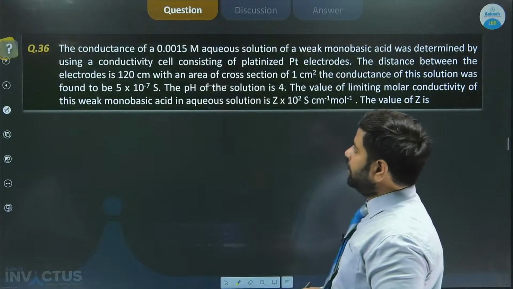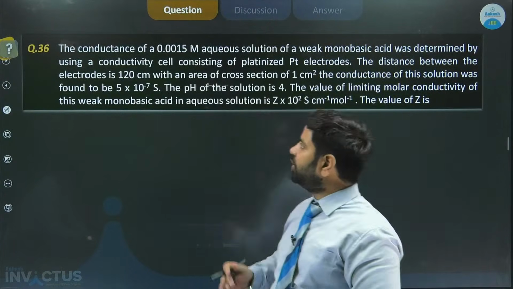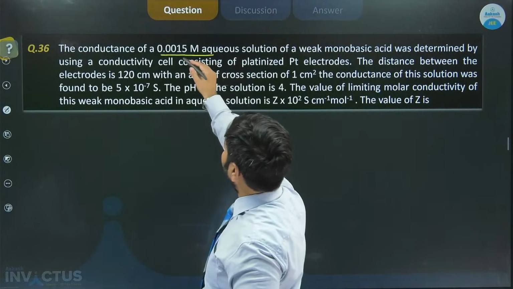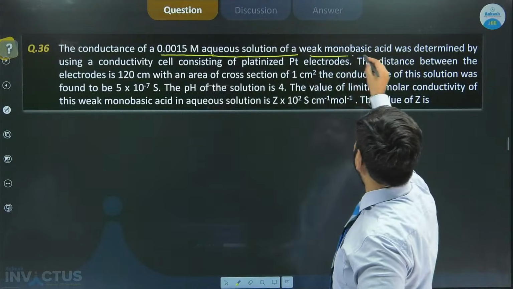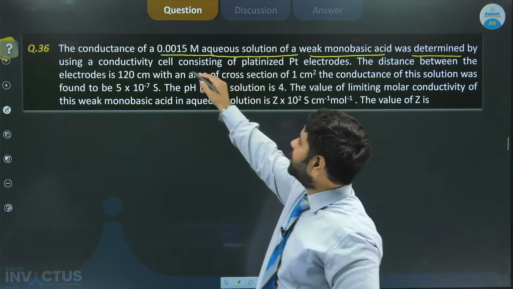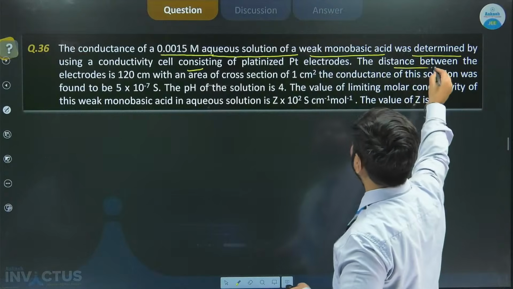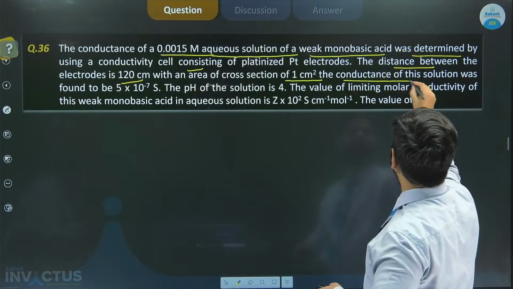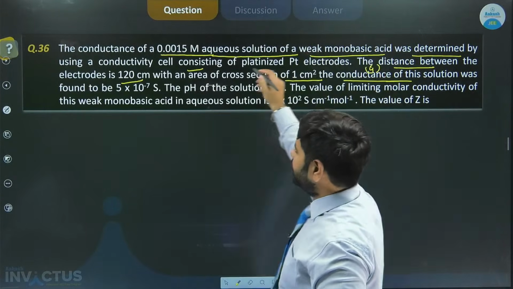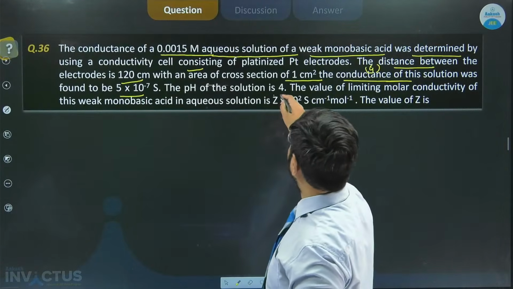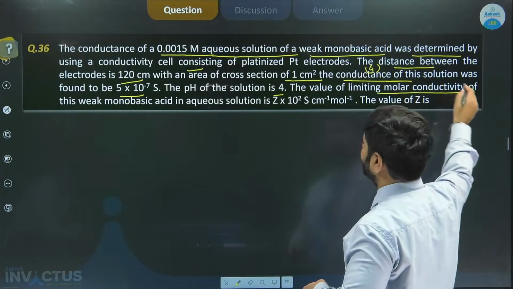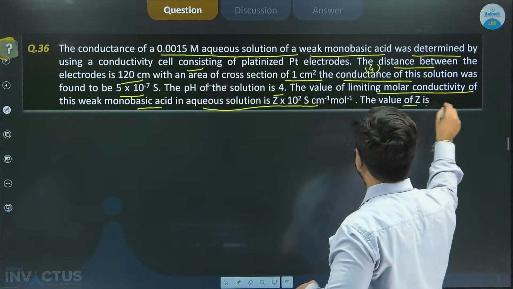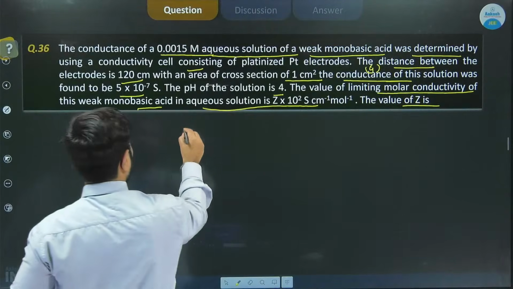Let's check the very first question, you can see it is based on electrolytic conductance. The conductance of 0.0015 molar aqueous solution of a weak monobasic acid was determined by a conductivity cell, and what is given? Distance is given, and area of cross section is given, and the conductance, that is G, is given to you. And the pH of the solution is 4, and the limiting molar conductivity of the weak monobasic acid in the aqueous solution is this, and you have to calculate the value of Z. Okay, so this is the weak acid.